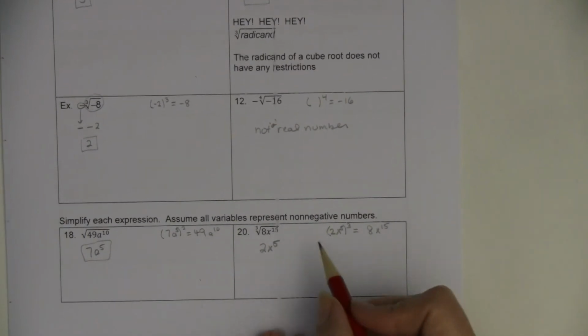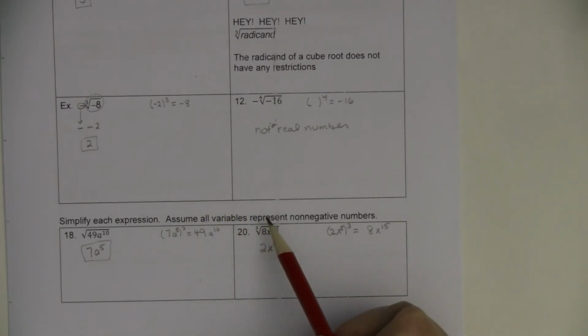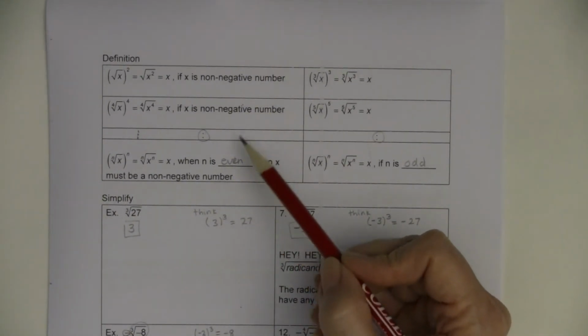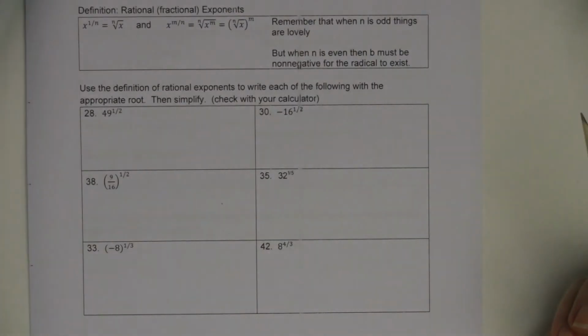Now, we did not have to assume that x was a non-negative number for this cube root. But in order to do this square root, then we needed this assumption if we were going to use what it was equal to here. Anyway, so that's kind of that story.